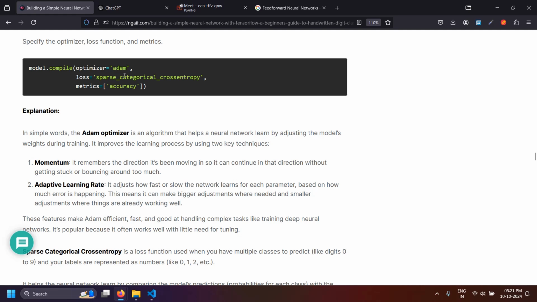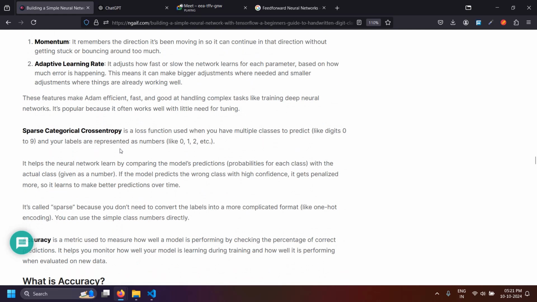Then comes this part, loss. What this means is that sparse categorical cross entropy is a loss function used when you have multiple classes to predict. Again I will tell you some things. As you know, we are detecting digits in this project. Digits are from 0 to 9, so we have 10 classes: 0, 1, 2 like this, total 10 classes from 0 to 9.